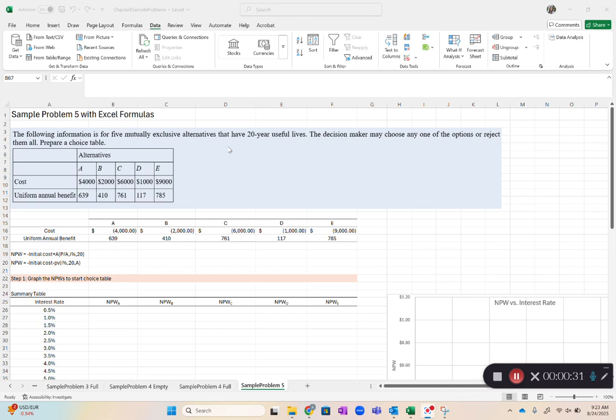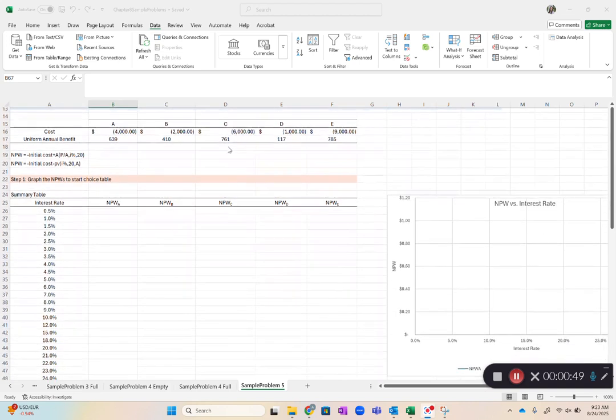Prepare a choice table. Okay, so once again, we're not told a specific analysis type to use, but because they all have the same design life, to me that lends itself toward a present worth analysis. So that's where we're going to head. So I wrote each of these alternatives down in Excel, and once again, having all the costs as a negative value and each of their equivalent uniform annual benefits.